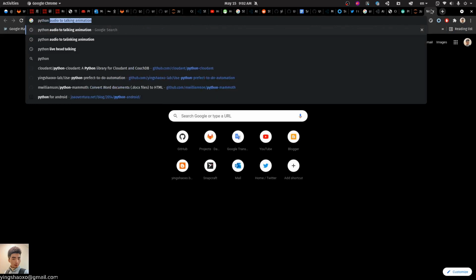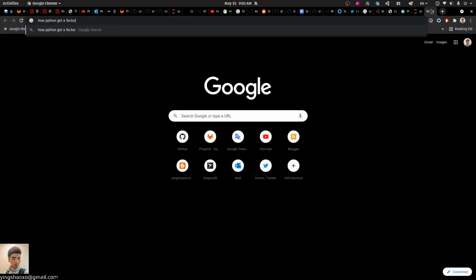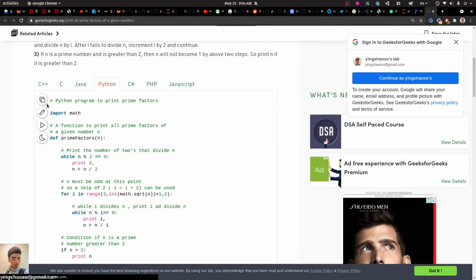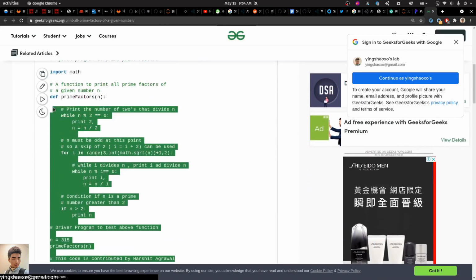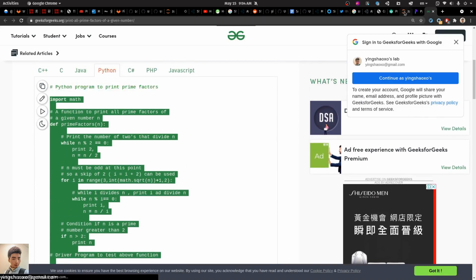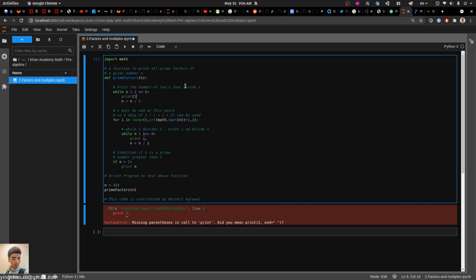And we could do a search: Python, how Python gets a factor. How Python gets factors of a number. Here's a website that already implemented such a thing as a function, so I'll just copy and paste it here. We get some error because it's Python 2. We're gonna make some changes to make it available for Python 3.